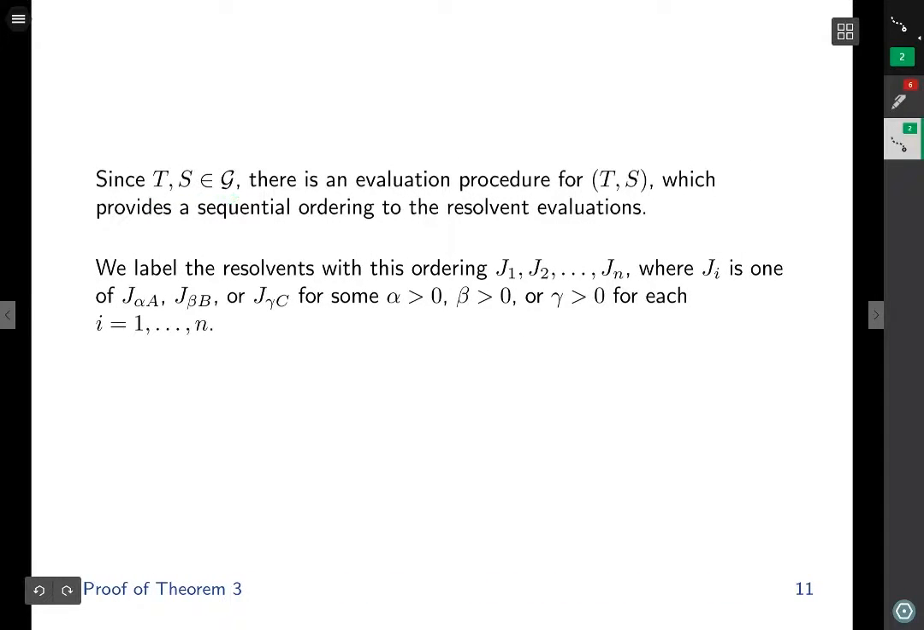Since T and S are members of class G, which elements are finitely constructed, there is a finite evaluation procedure for T, S. This evaluation procedure provides a sequential ordering to the resolvent evaluations. Using this ordering, we label the resolvents J1, J2 up to Jn, where each Ji is a resolvent evaluation with respect to operator A, operator B, or operator C.